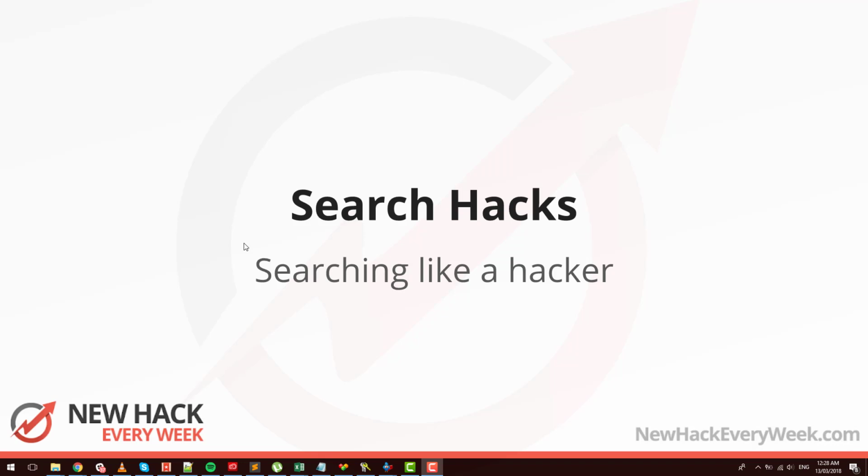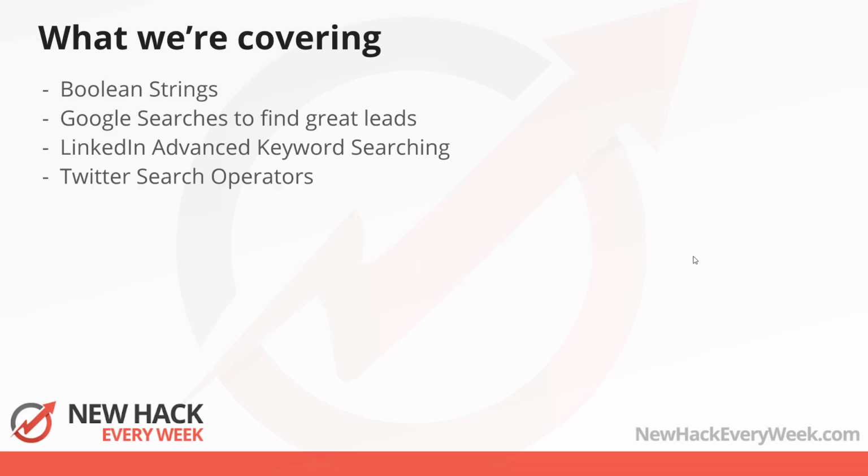It's something that I actually use a lot across my various businesses, and hopefully it's a skill that you can apply in your business and use to get some leads or do some really creative searches. It is a little bit technical, but I'm really going to break it down and make it super simple. So what we're covering: firstly, Boolean strings, and I'll get into what that is in a second. Google searches to find great leads, LinkedIn advanced keyword searching, and then Twitter search operators and how I use those.